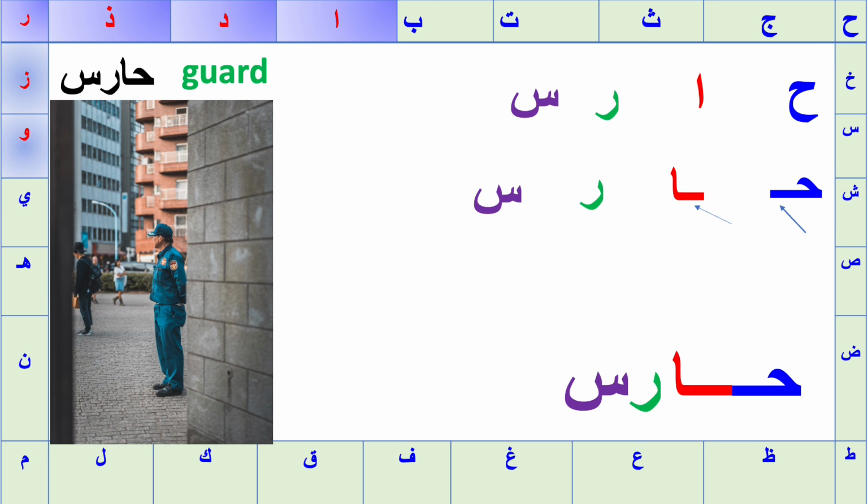So in this short lesson, we have looked at the different forms of the letter sin when it is in the initial position at the beginning of the word, when it is in the middle of the word in the medial position, and when it is at the end of the word in the final position.